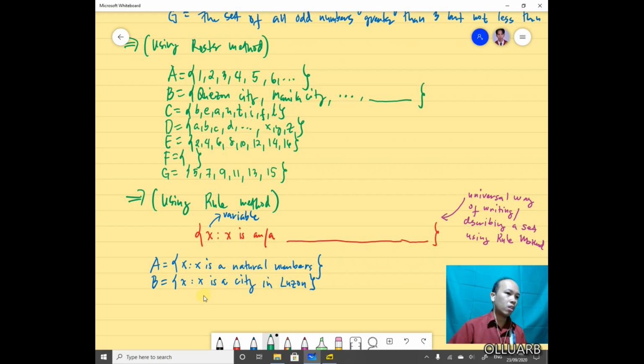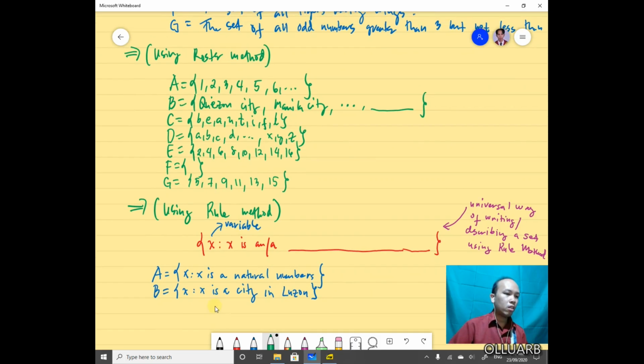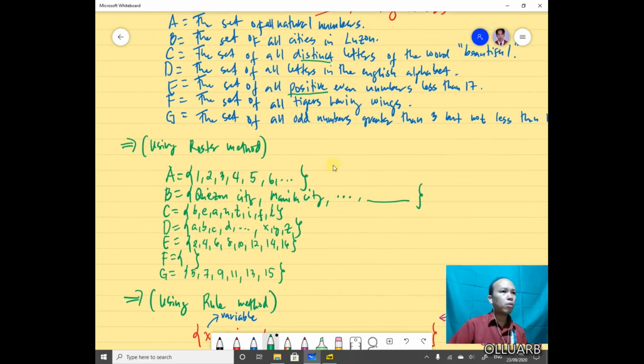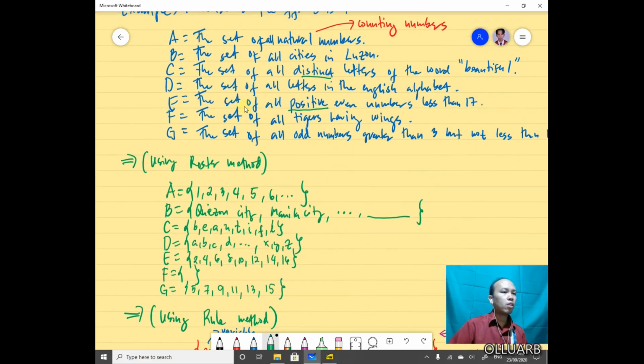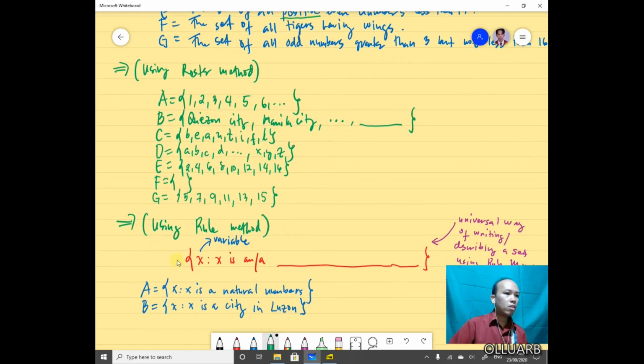Okay, that is the correct grammar. So why do we not write the word set? It is because this notation here, the pair of braces, you will read as the set of all x such that x is a. So the word set is already converted to this symbol.